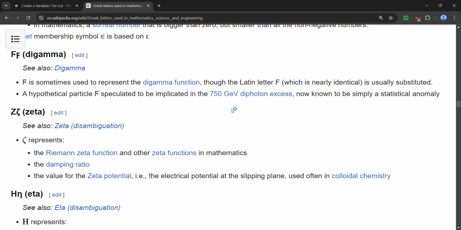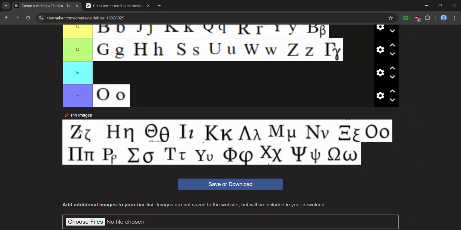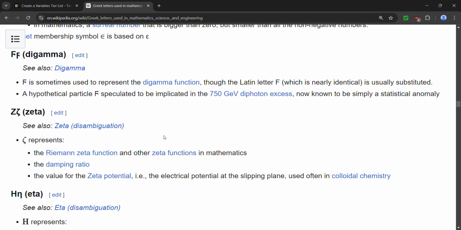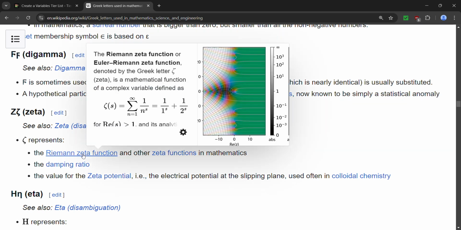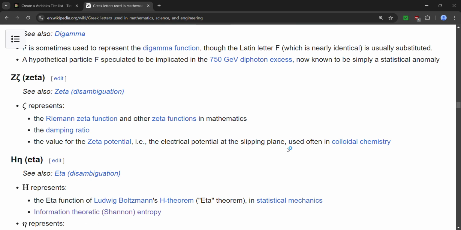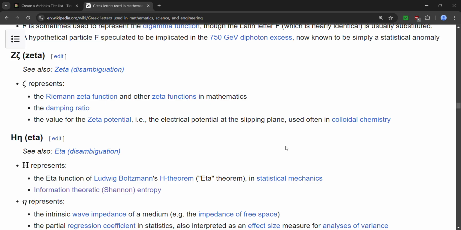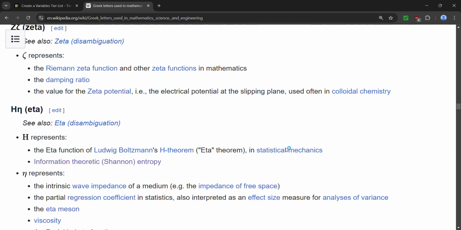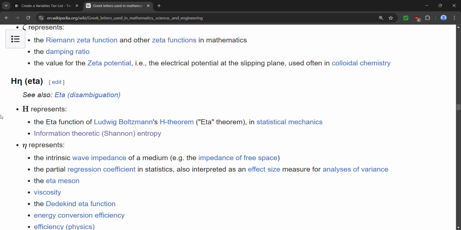Okay, zeta. What do we got? The Riemann zeta function, the damping ratio, or the zeta potential. That's F tier. Sorry. I don't really know anything about the zeta function. I've heard it's interesting, but if that's literally all it has, then it's still F tier. Cool.